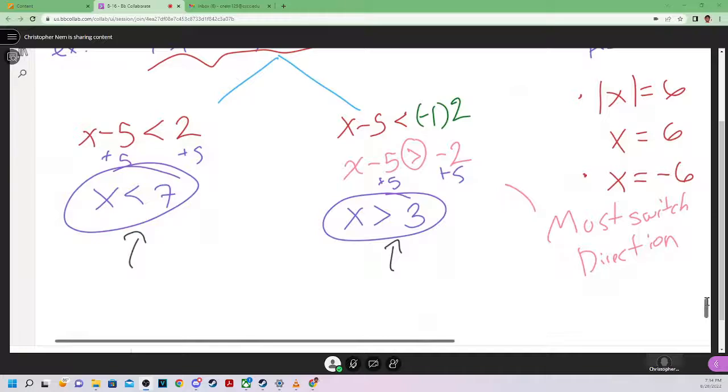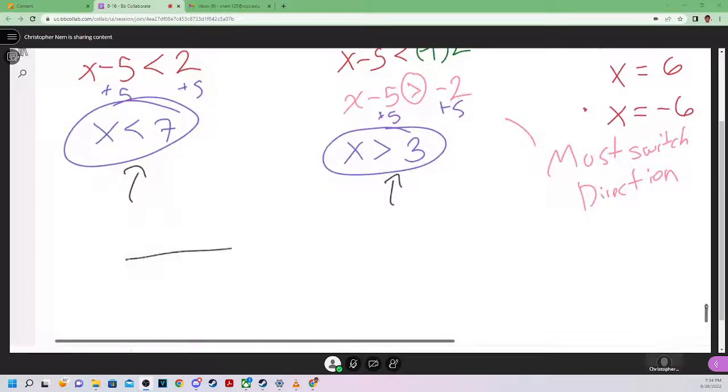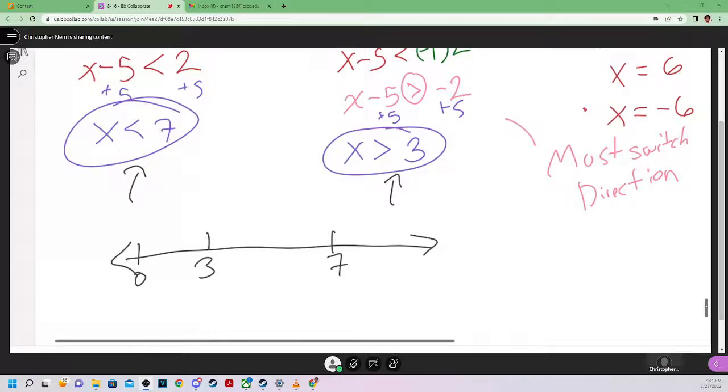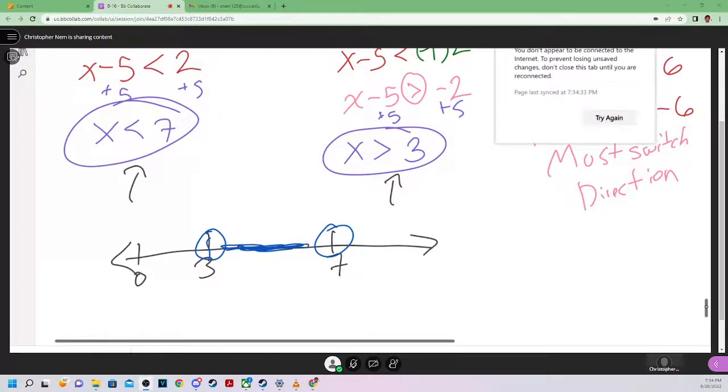So in this case right here, if I were to draw out my number line, let's say 3 is over here, 0 somewhere over here, 7 is over here. Now you don't need to draw 0. I just do it. So 0, I count 3, 7, but however, I do not include those numbers because I do not have an equal sign. Now x is greater than 3, but x is also less than 7.